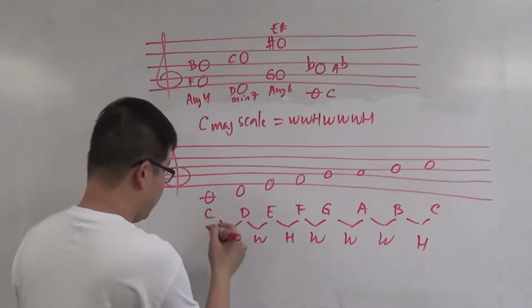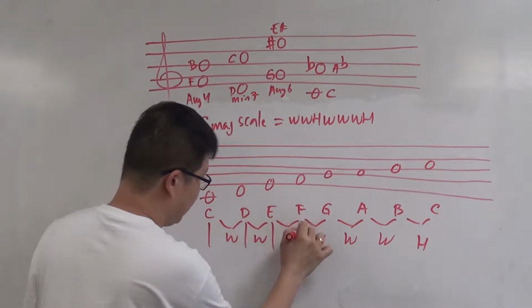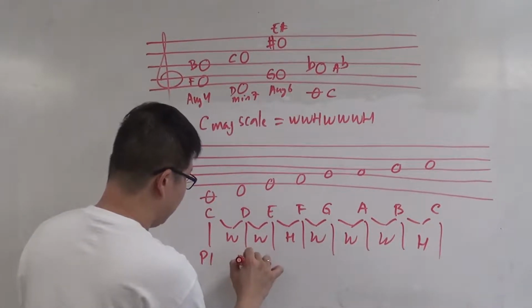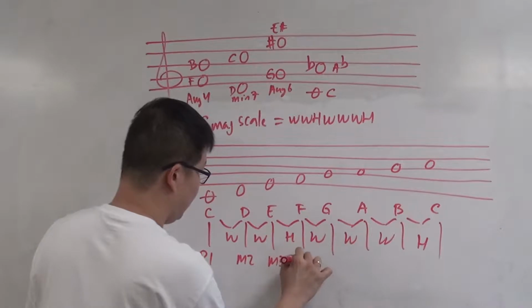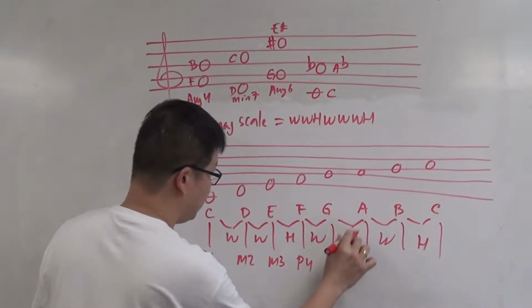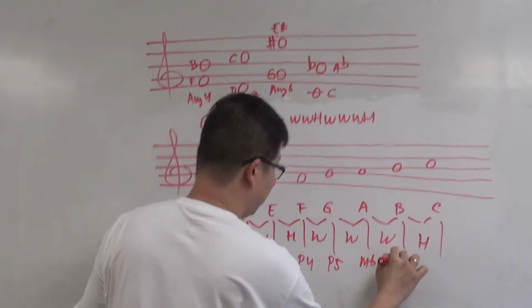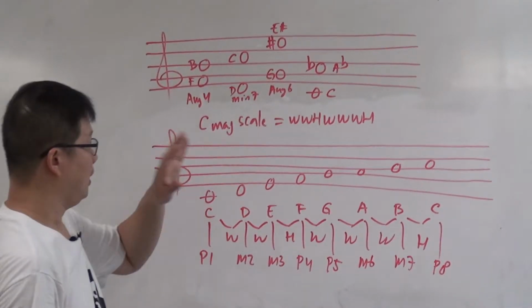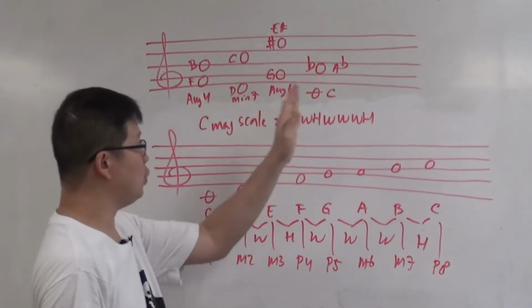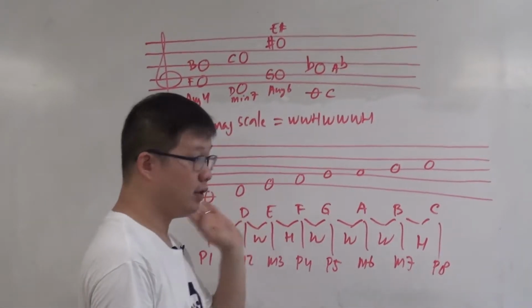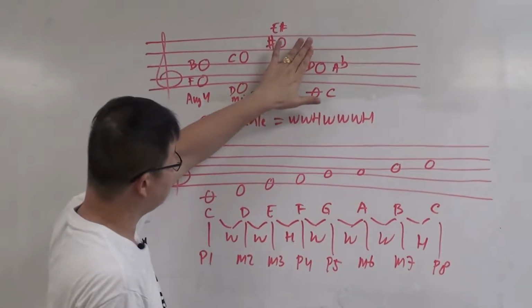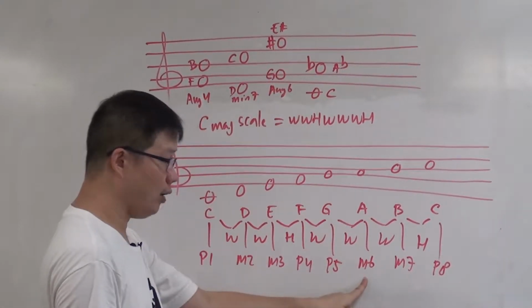Okay. Now, next one is we're gonna put interval names on each note. So this is P1, this is M2, this is M3, this is P4, this is P5, this is M6, this is M7, and this is P8. Now, the example is showing between C to A flat. However, do we have A flat over here? No, we do not have A flat. Okay, but if we close the accidentals, it's A. Do we have A over here?